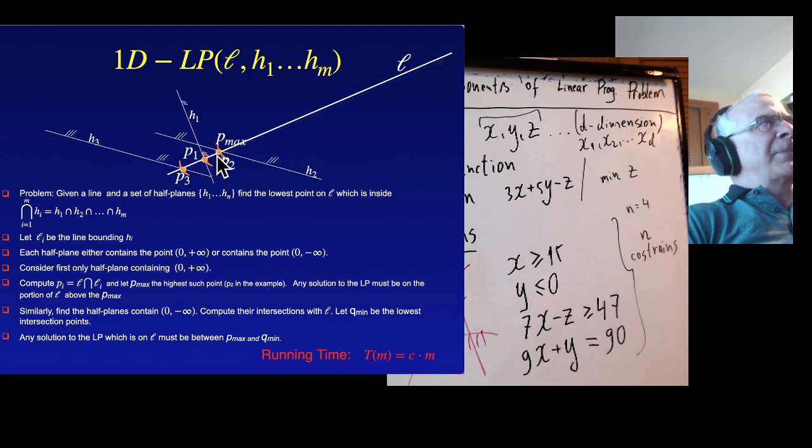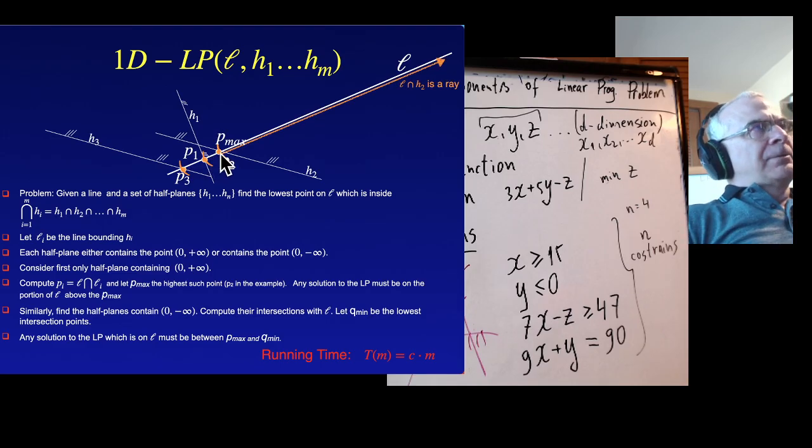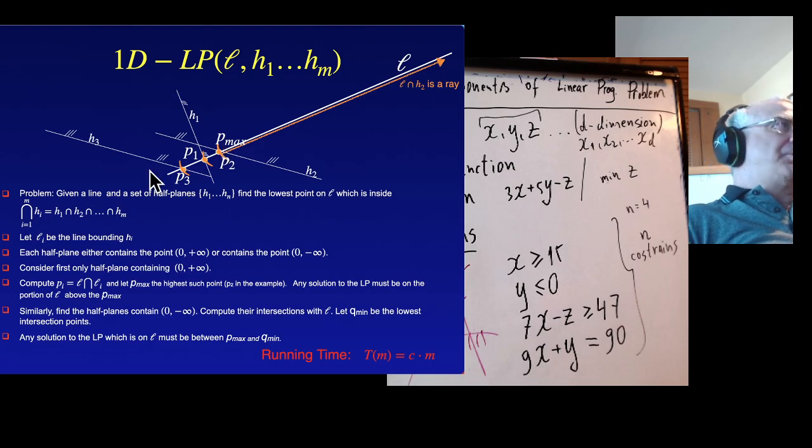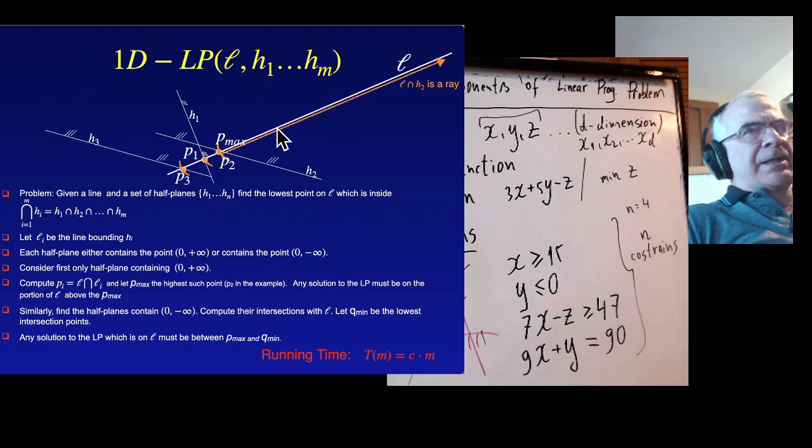That is, I'll compute out of the three values what is P max, the highest, the topmost, the uppermost point out of this set of points. And from now on, I know that my solution must be to the right of P max on L. That is somewhere along this ray, L intersected with H2. Again, why H2? Because H2 is the one corresponding to the rightmost intersection point.